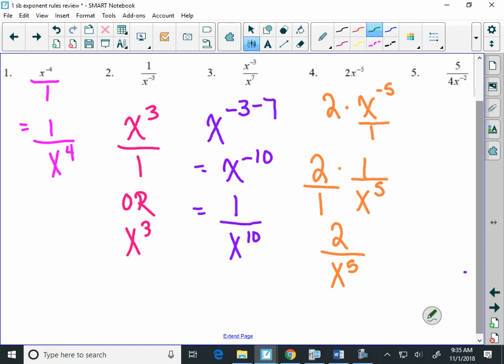And then on our last one, it's the same kind of thing. Only flipping and changing the sign on the exponent with this variable of x. 5 doesn't have a negative exponent. 4 doesn't have a negative exponent. Only the x has a negative exponent. So what's going to happen is that the 5 is going to stay in the same place. The 4 is going to stay in the same place, but the x to the negative 2, we're going to flip it. So it's going to move up here to the numerator, and we're going to change the sign on the exponent.